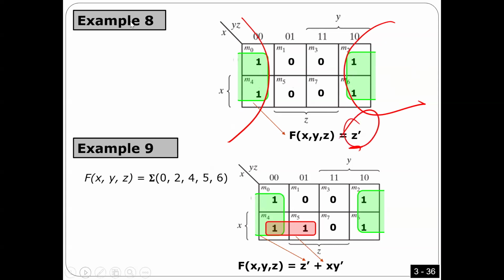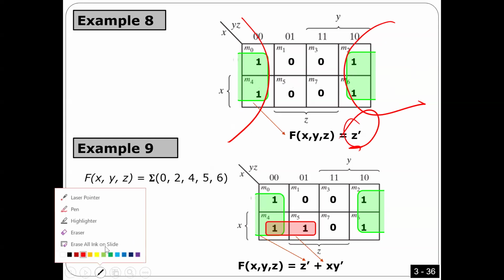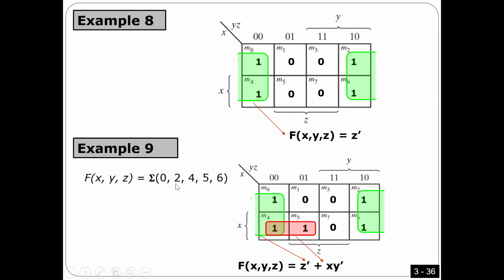Let's see the next one here. Okay, so here I'm gonna put ones in the location of 0, 2, 4, 5, 6. So 0 and 2 and 4, 5 and 6. Right? Yeah. So now we need to cover all these ones.